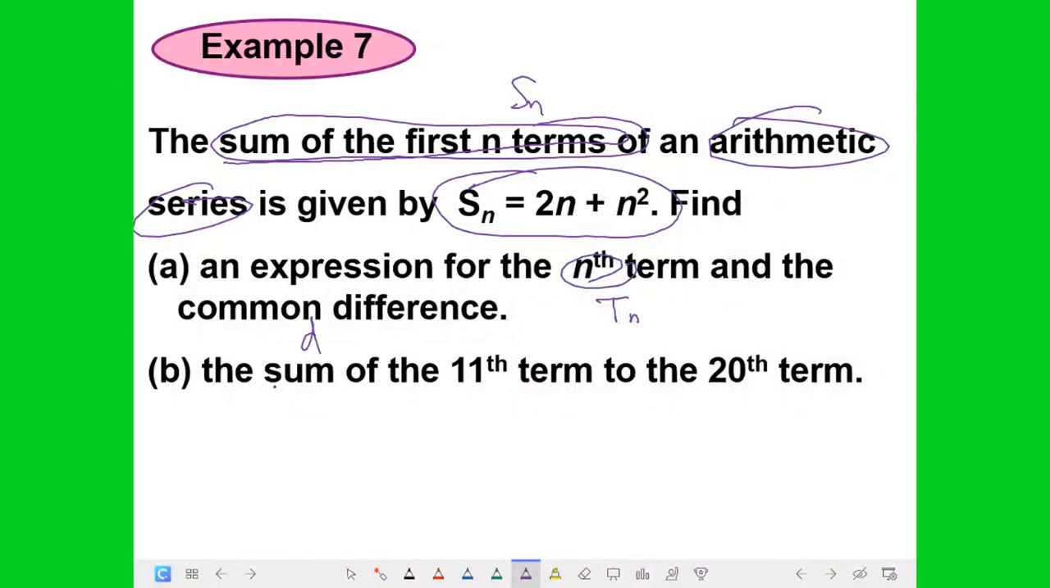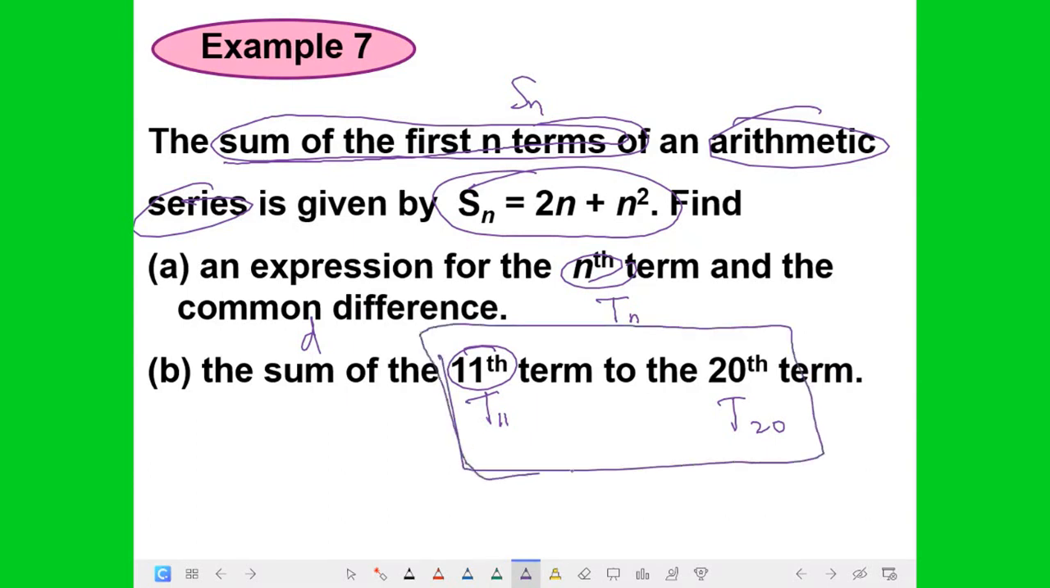The sum of the T11 to T20. Okay, of the T11 to T20. Ni included. Okay, not between, included. Okay, so kita cari dulu. Sn equals to 2n plus n squared. Next time saya kena print lah kot. Okay, ini nak cari apa tadi? Nak cari Tn and D, right?